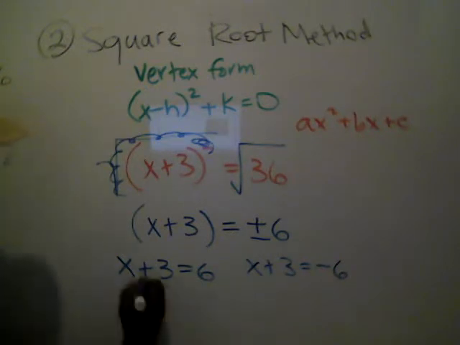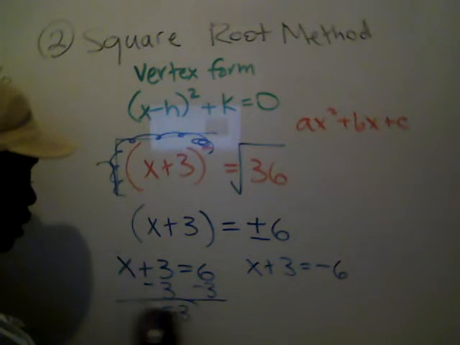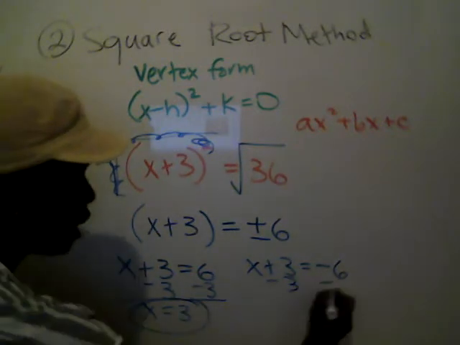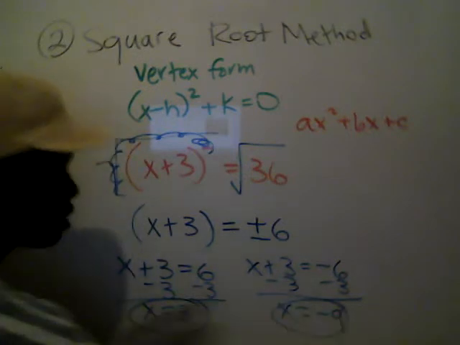And then we're going to solve. So I'm just going to subtract 3. We get x equals 3 as one answer. I'm going to subtract 3 here. We get x equals negative 9 as the other answer.